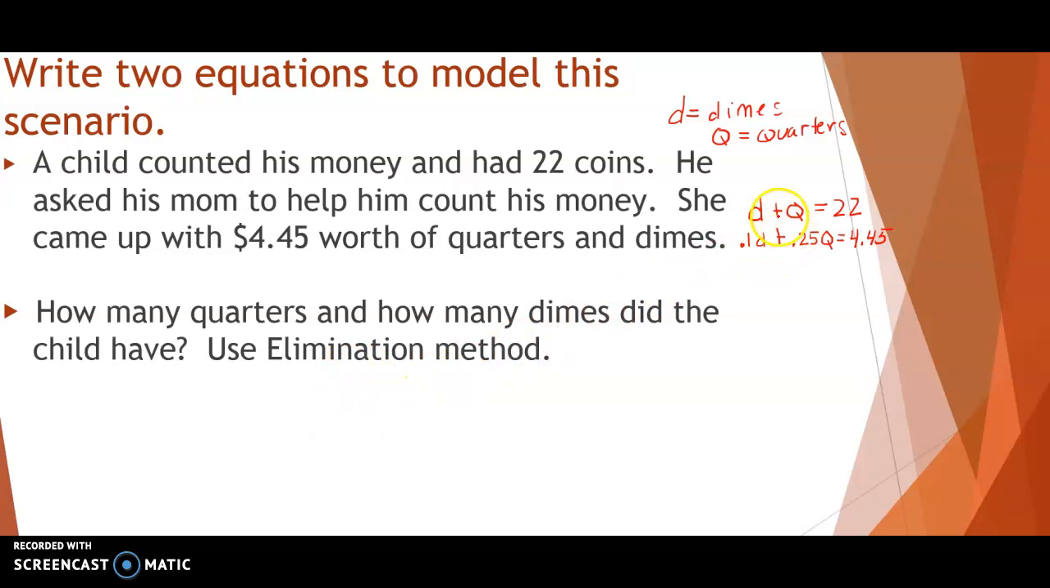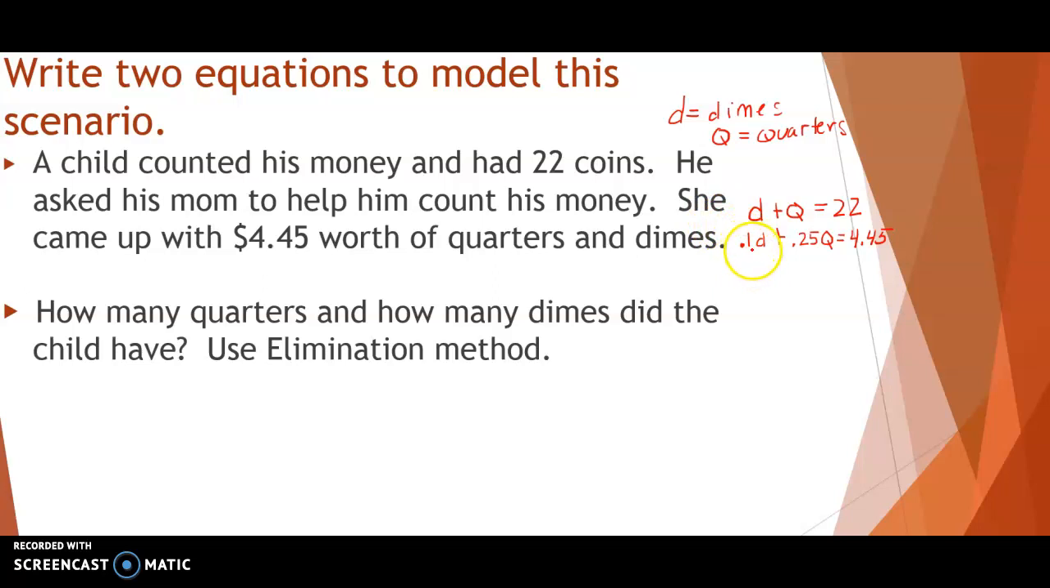The elimination method is all based upon trying to eliminate a variable. And the way that we do that, you can see that in my equations the D's are lined up, the Q's are lined up, the constant terms are lined up. So what I'm going to do is multiply this first equation by something so that when I add my columns, one of my variables will be eliminated. That's a lot to think about, and we'll talk about it in detail as we go through it.